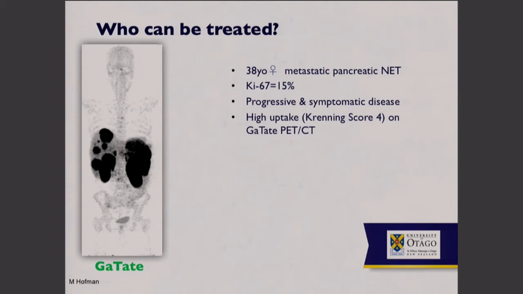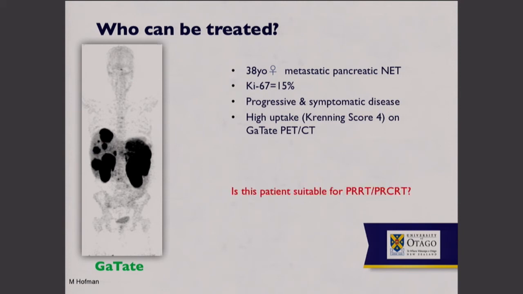Krenning score is the way that they determine uptake on a GAT8 PET, ranging from 1 to 4, and you normally have uptake in your spleen and your liver, and that's what you're comparing it to. So if you've got similar or higher uptake in your tumours compared to your spleen, then you've got a tumour that is definitely suitable for PRRT in terms of somatostatin receptor expression.